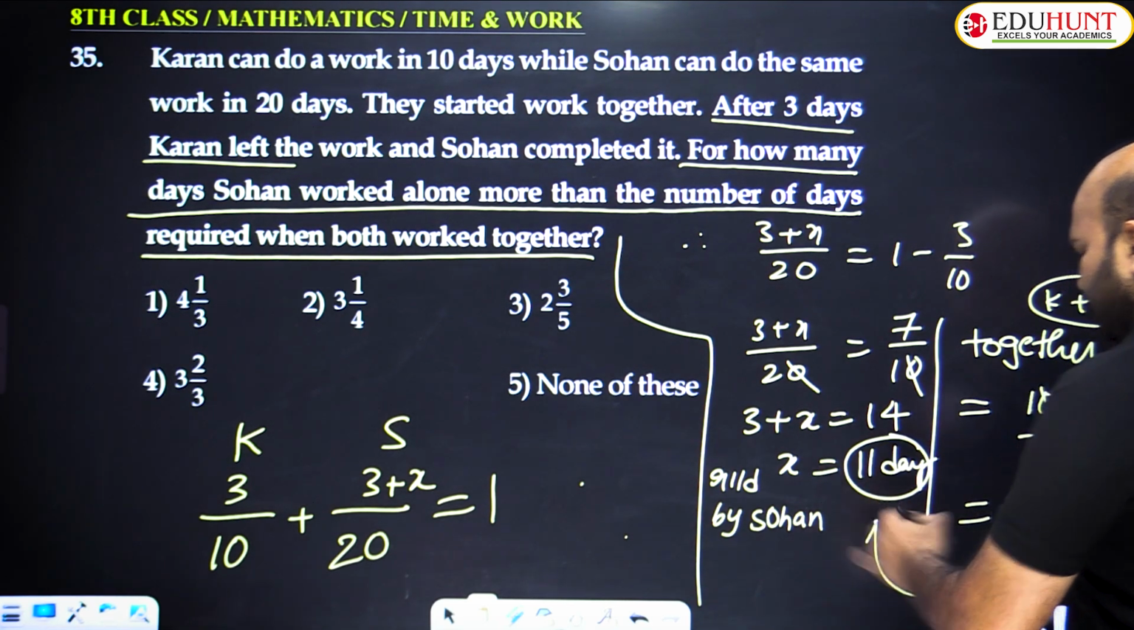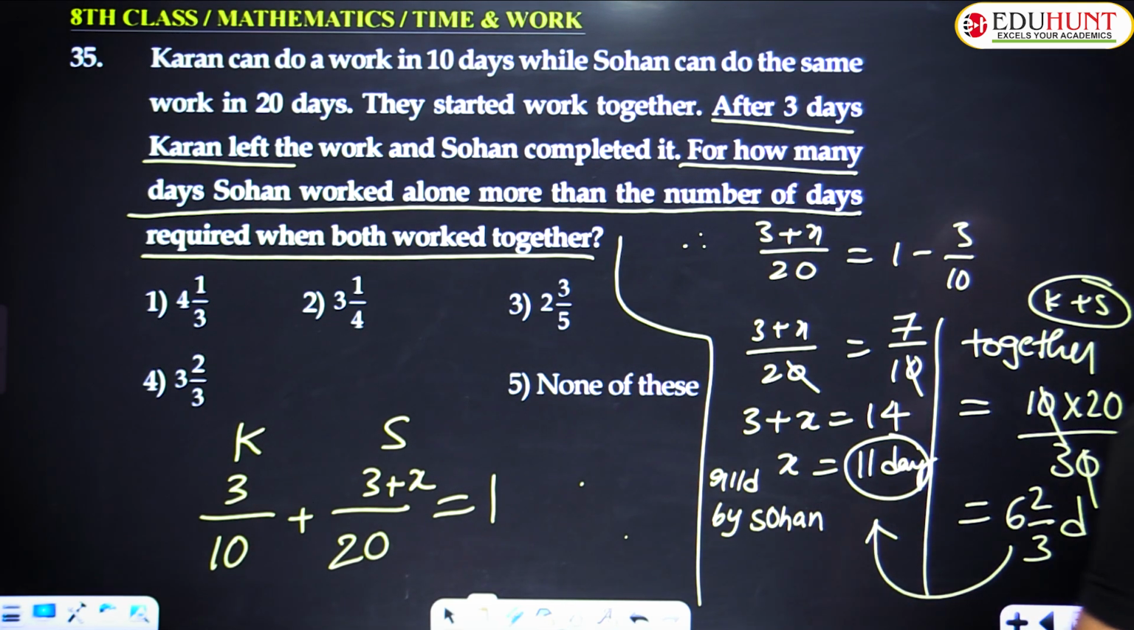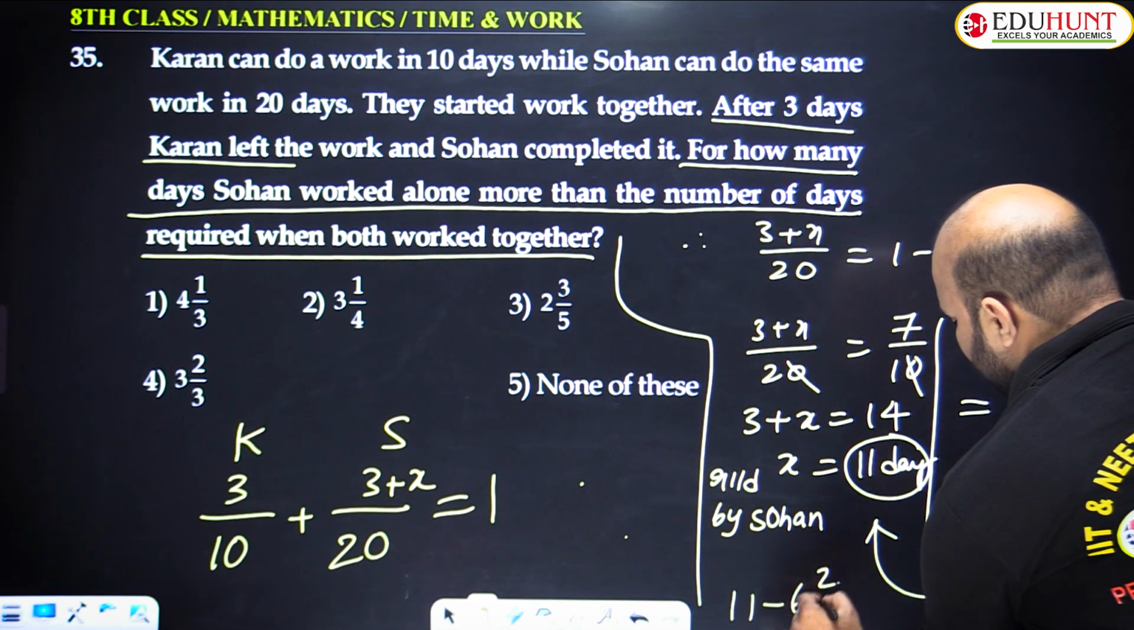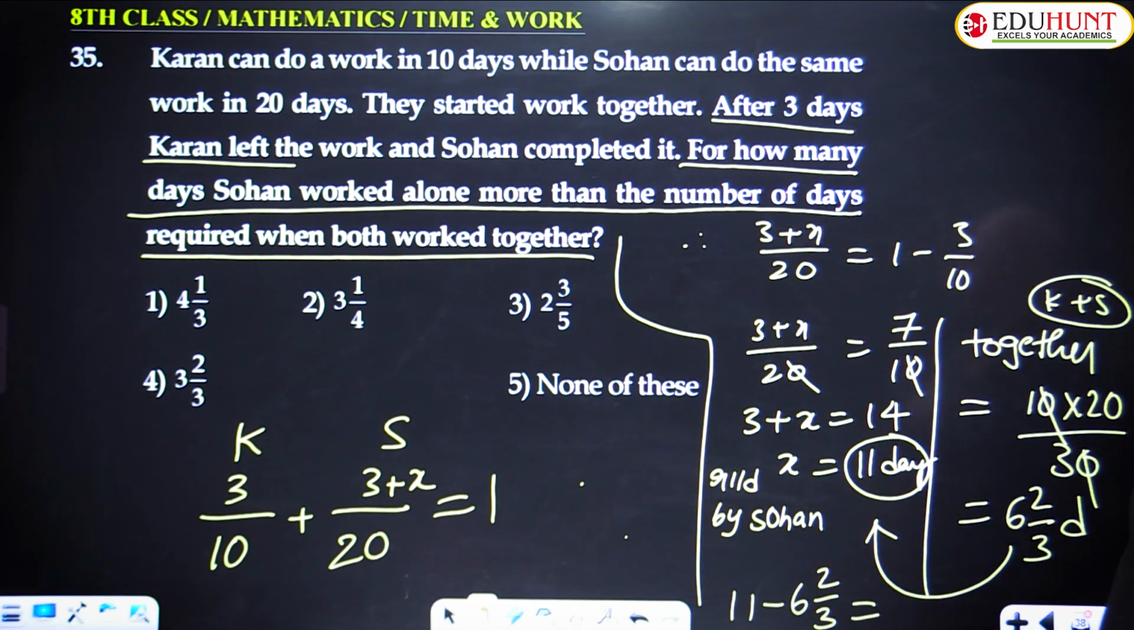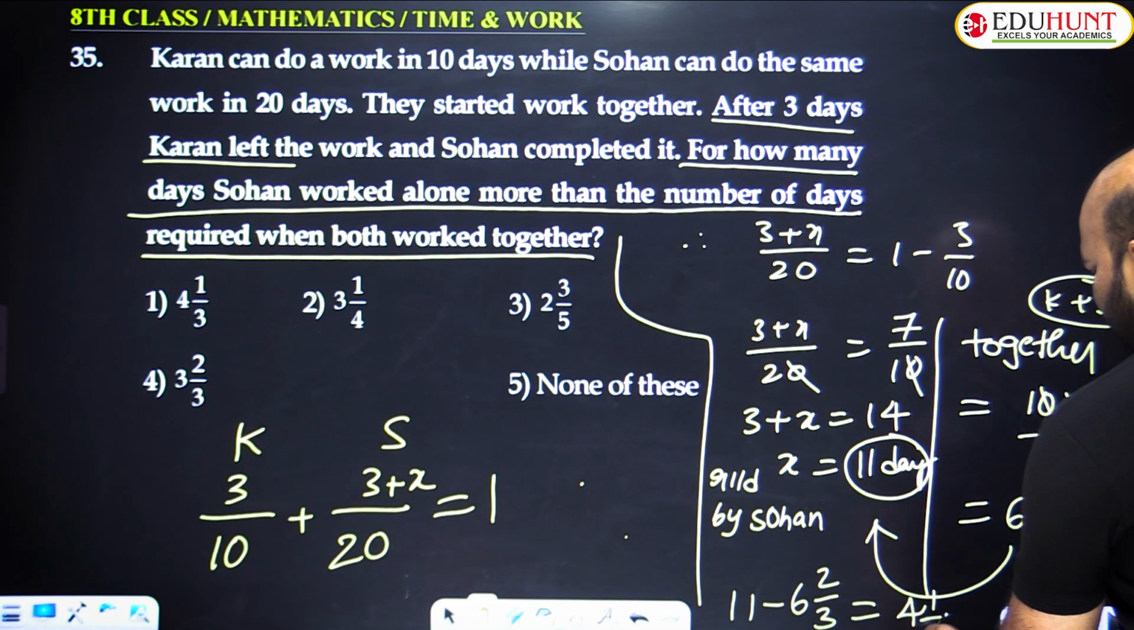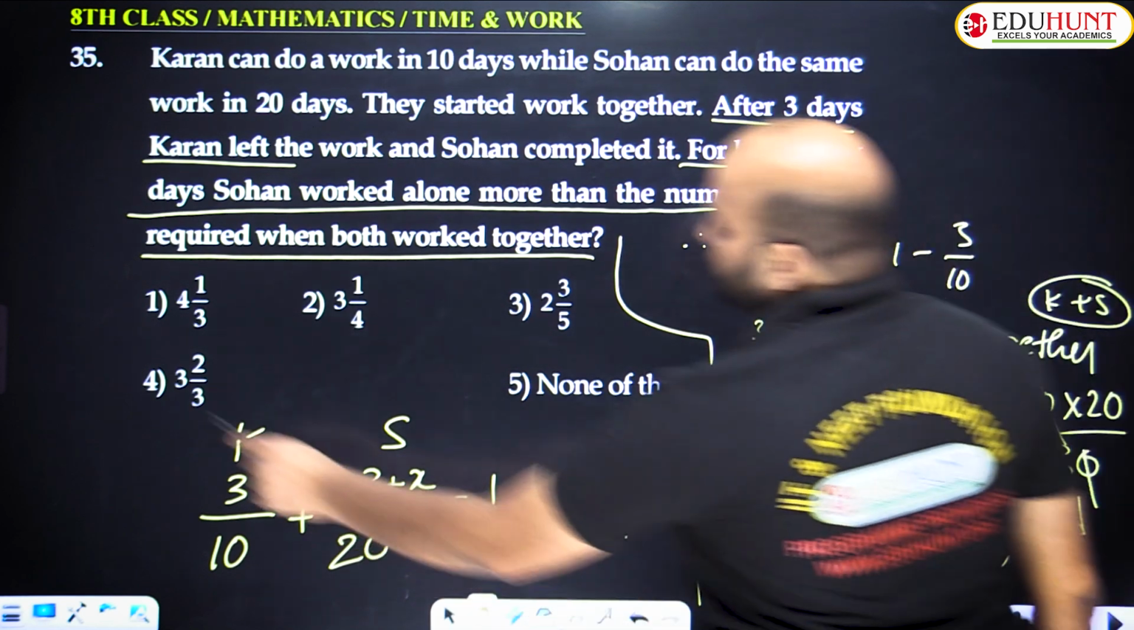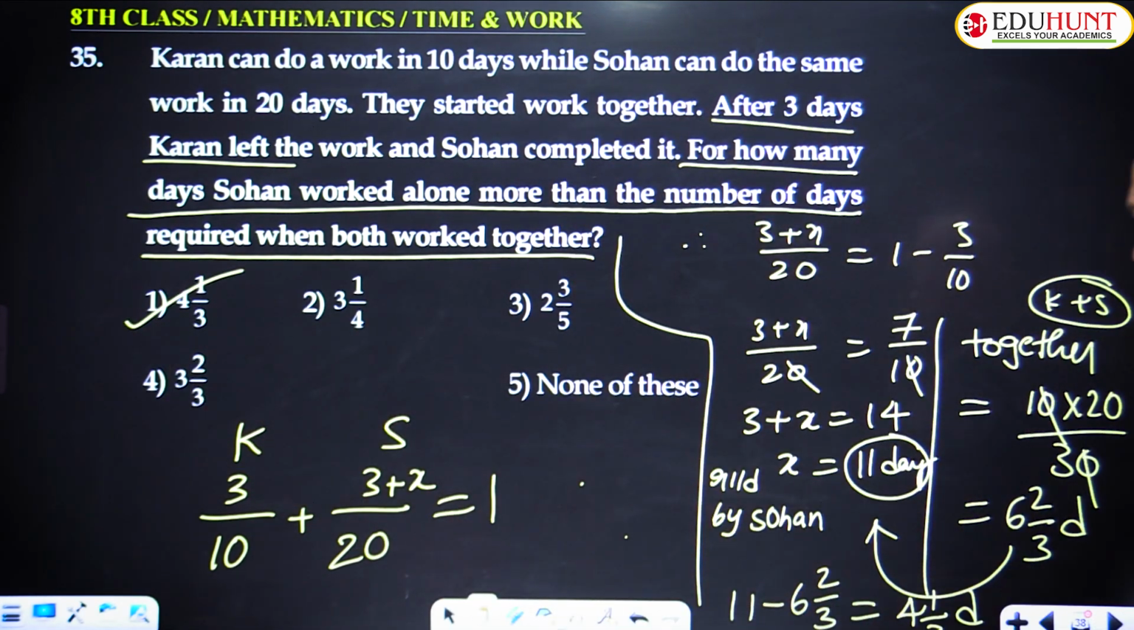How much more is it than that? So the difference is the required answer. 11 minus 6 and 2 by 3 is the required answer, because Sohan alone finishing the work takes how many more days than both together doing the same piece of work. So what is the difference? The difference is 4 and 1 by 3. That is the required answer, 4 and 1 by 3. Option 1 is the right answer, because 11 minus 6 is 5, minus 2 by 3 is 4 and 1 by 3. So 11 minus 6 and 2 by 3 is 4 and 1 by 3. Option 1 is the right answer. Am I clear?